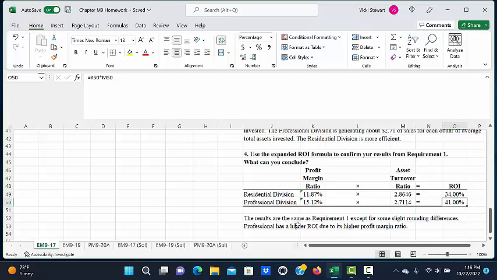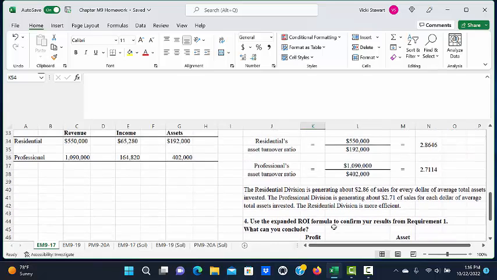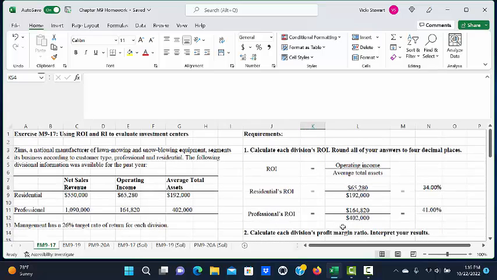So we can see that the results are the same as in Requirement 1, except for maybe some slight rounding differences. Professional had the higher return on investment, as we saw in the beginning, and we now know that the reason, or most of the reason, was because it has a higher profit margin ratio than the residential division, and their asset turnover ratios are quite close. So that is the conclusion of the demonstration for exercise M917.